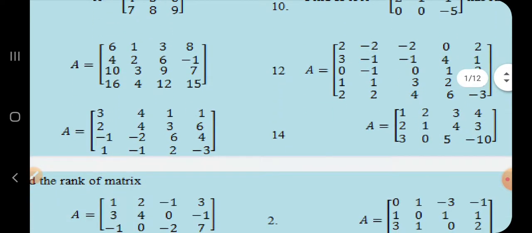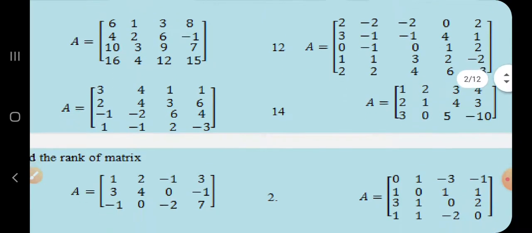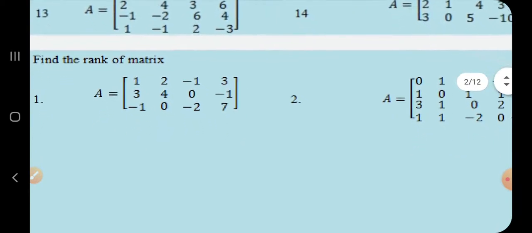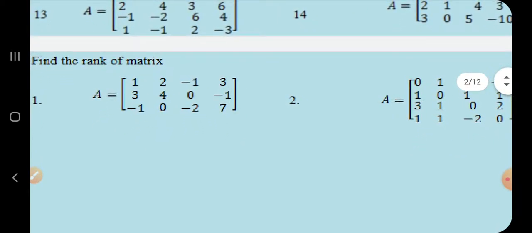In fact, I will provide a hard copy of these examples to you as an exercise or as homework, and you can solve it. Now I choose two examples to solve here. The first example is: find the rank of matrix.